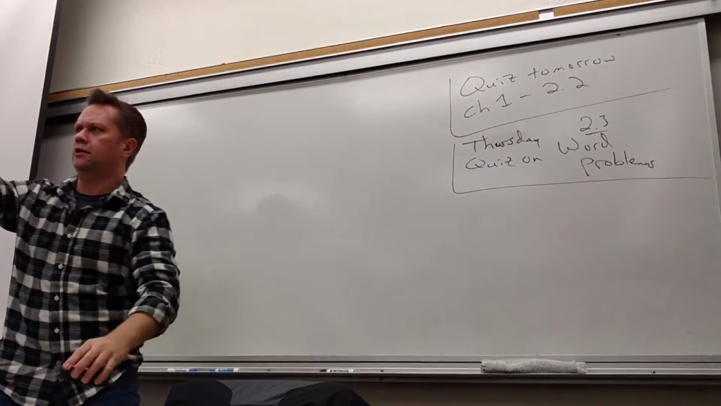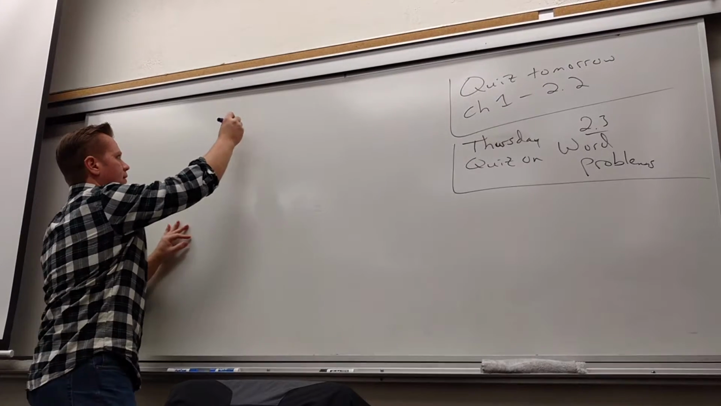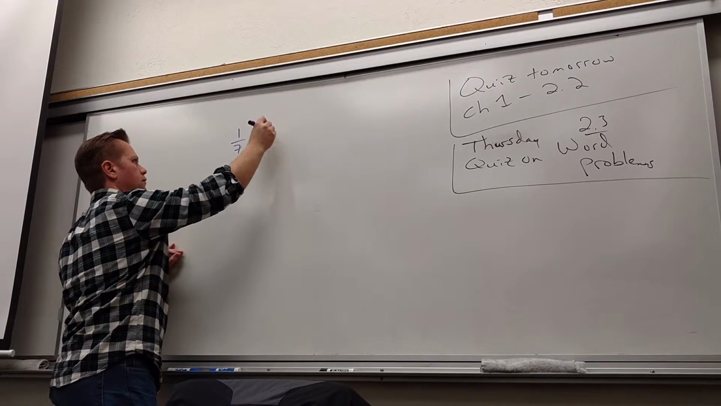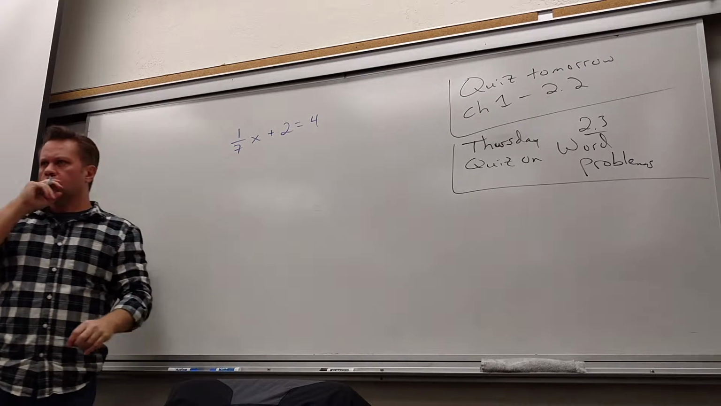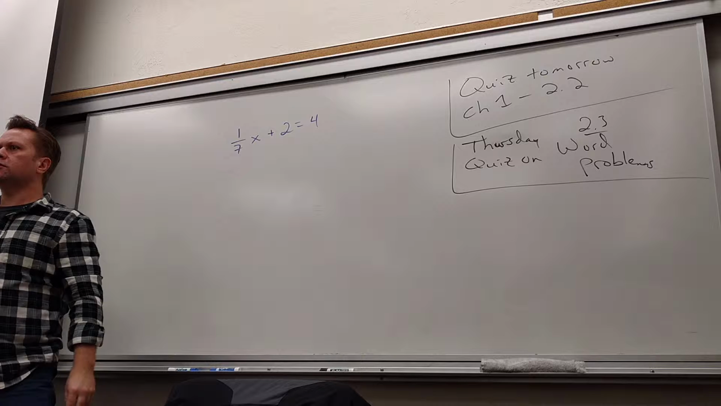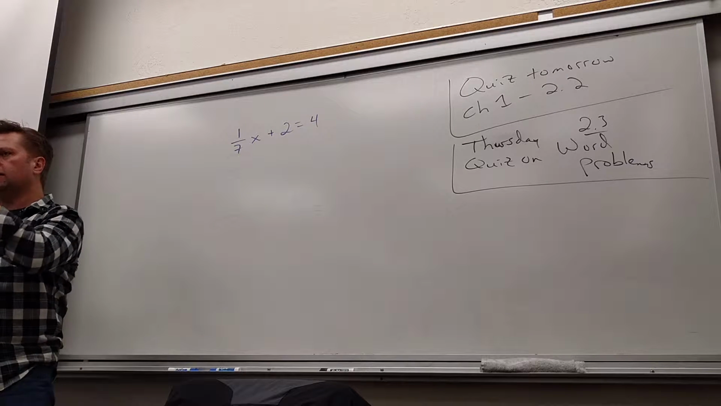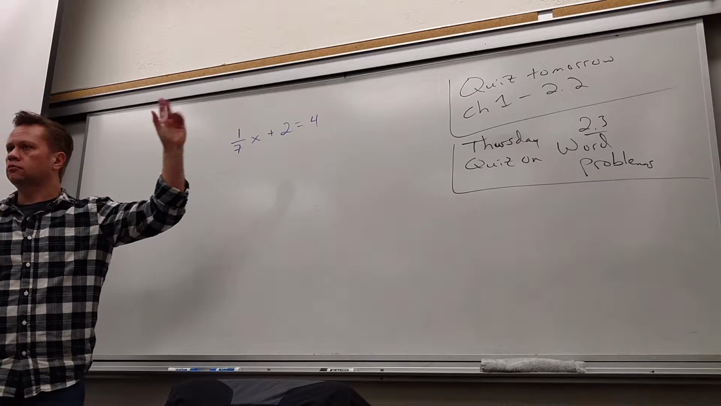So let me start with 60, because 60 is like the one we just did. Okay, 60 is the exact same thing. Let me show you. If I had 1/7 x plus 2 equals 4, what's your gut tell you? What should you do first? Get rid of the fraction. Well, you could, multiply by 7. I could subtract 2. Do you guys see that?